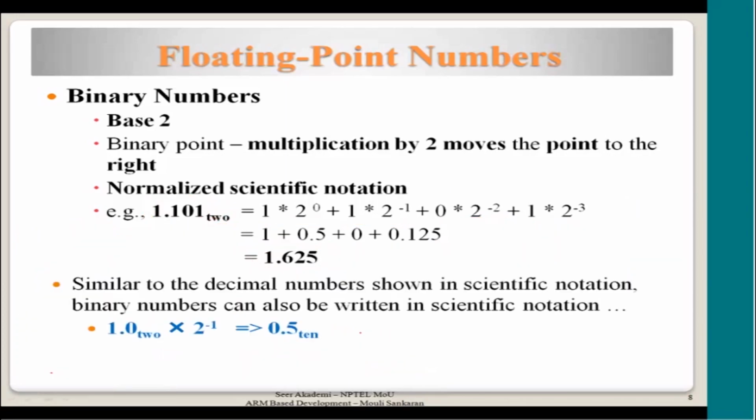Let us go to a generic format for this. Okay, so this is the scientific notation I said. Now suppose I give you a number like this, can you find out the equivalent decimal number? So 1.0 is nothing but 2 power 0, 1 into 2 power minus 1, which is 1 by 2, which is 0.5. So 1 into 0.5 is 0.5.